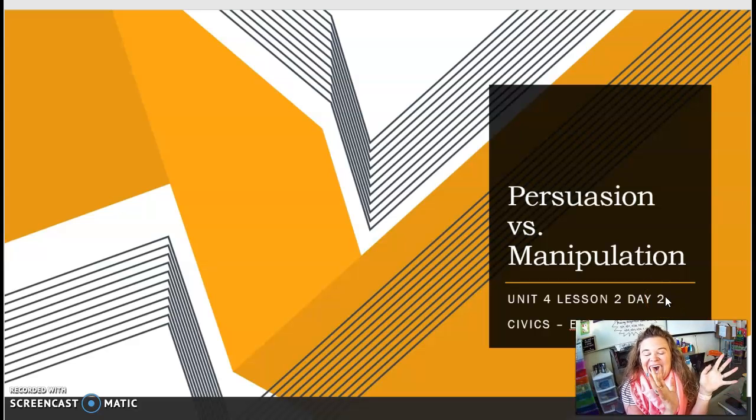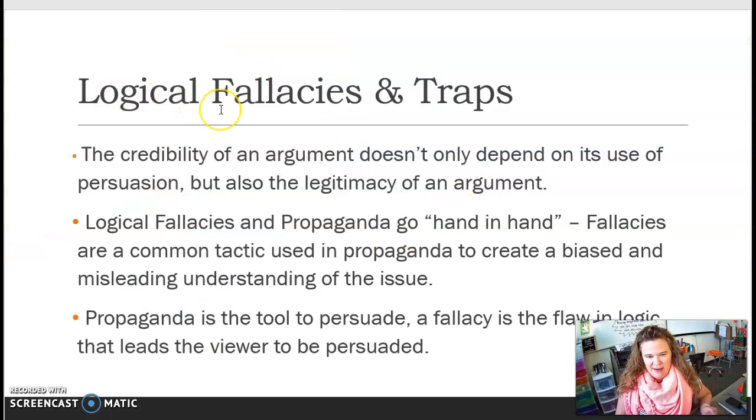All right, now that you are done looking at propaganda, we're going to continue on looking at this aspect of persuasion versus manipulation. And now we're going to look at logical fallacies, which you probably didn't go over in your history class. Logical fallacies and traps. The credibility of an argument doesn't only depend on its use of persuasion, but also the legitimacy of an argument.